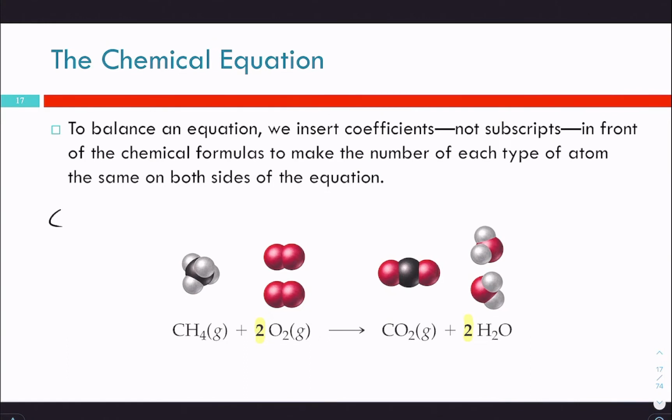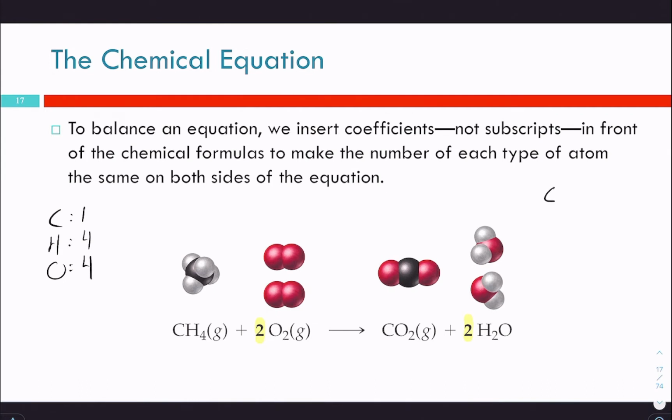So then we can go through and also just count the number of atoms on each side. So on the left we have carbon, hydrogen, oxygen, just counting the total number of each. We have 1 carbon, we have 4 hydrogens, 4 hydrogens here, and then we have 2 times O2. So each of those has 2 oxygens. Multiply that by 2. We have 4 oxygens.